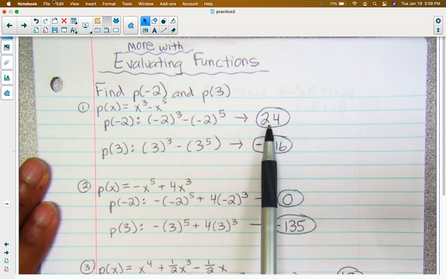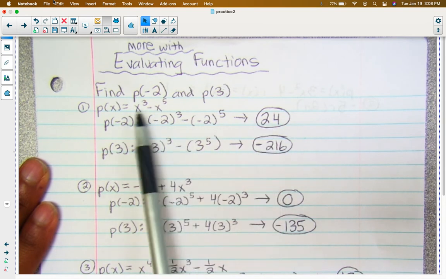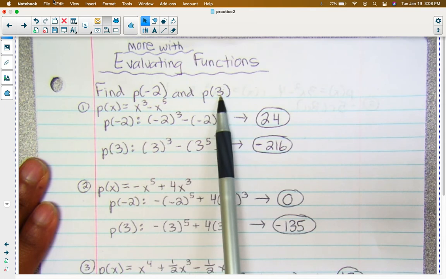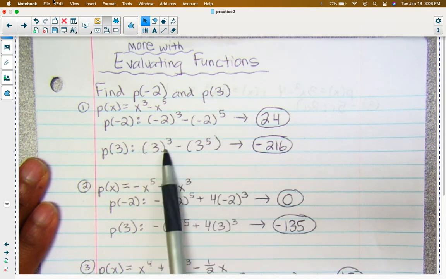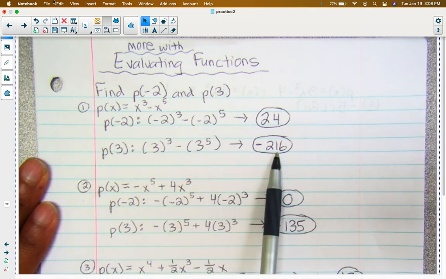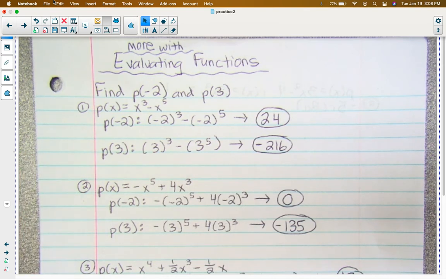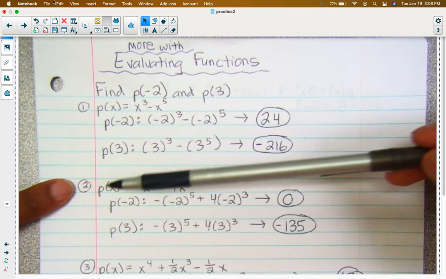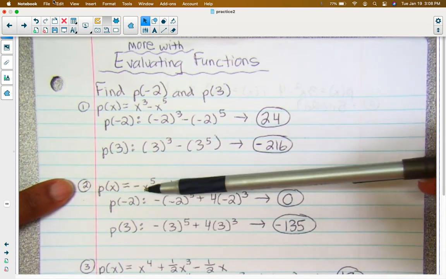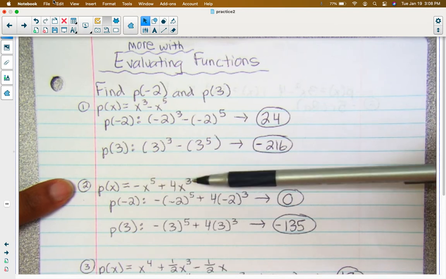Use Desmos, plug it in. Every single place I see an x, we got to plug in the number 3. So I've already plugged in the number 3, use Desmos, and get our answer. So again, this is a little bit of a review, and then we'll do some harder ones in just a few minutes. Number 2 gives us p of x equals -x to the fifth plus 4x to the third.